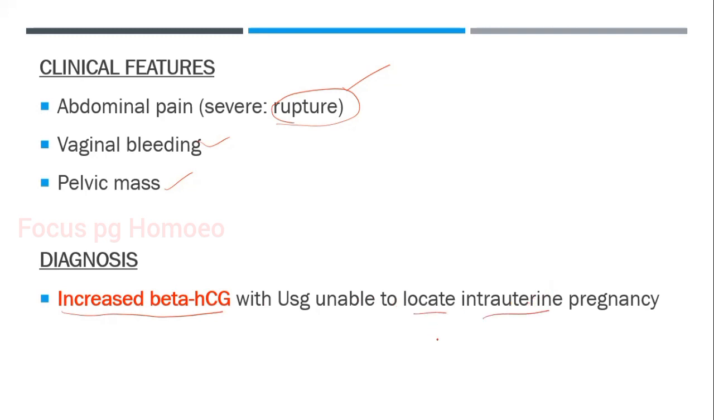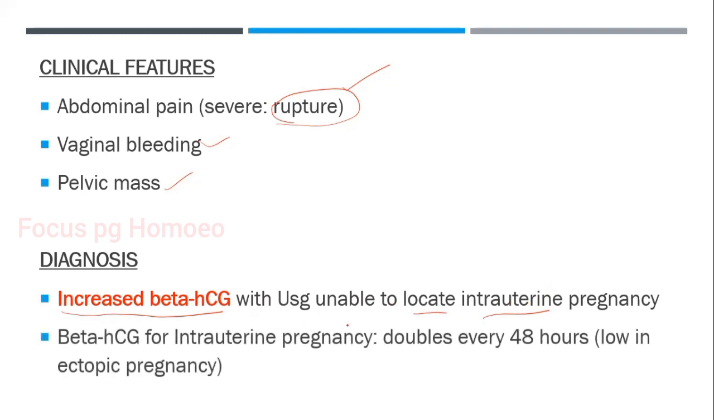What happens in normal intrauterine pregnancy is that beta HCG doubles every 48 hours. This is the usual scenario when beta HCG is calculated. Every 48 hours it doubles, which means it is producing more HCG every 48 hours. This happens only in normal intrauterine implantation. In ectopic pregnancy, this beta HCG doesn't double after 48 hours, and that is one sign that the pregnancy is ectopic.